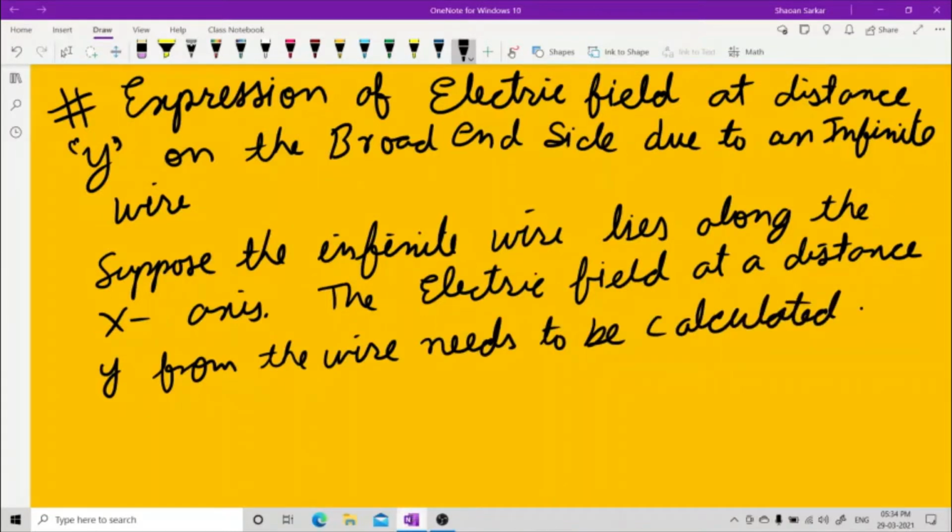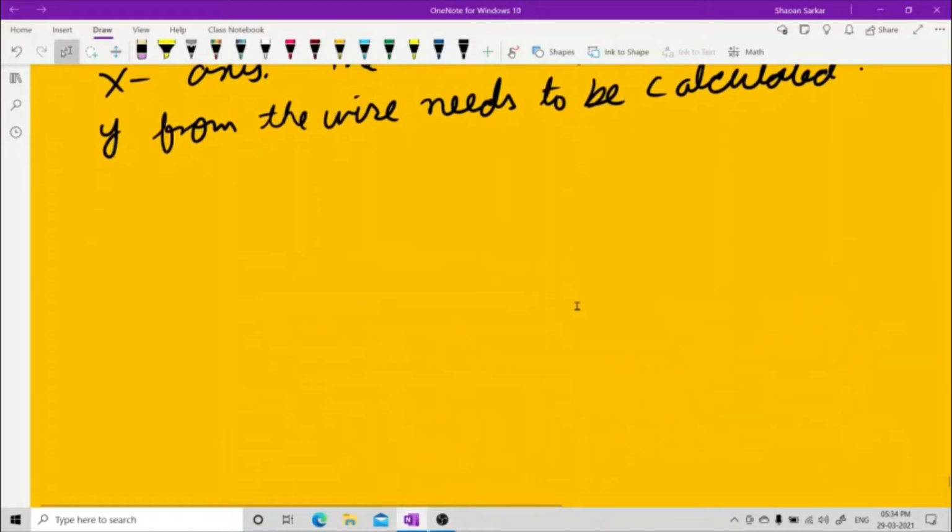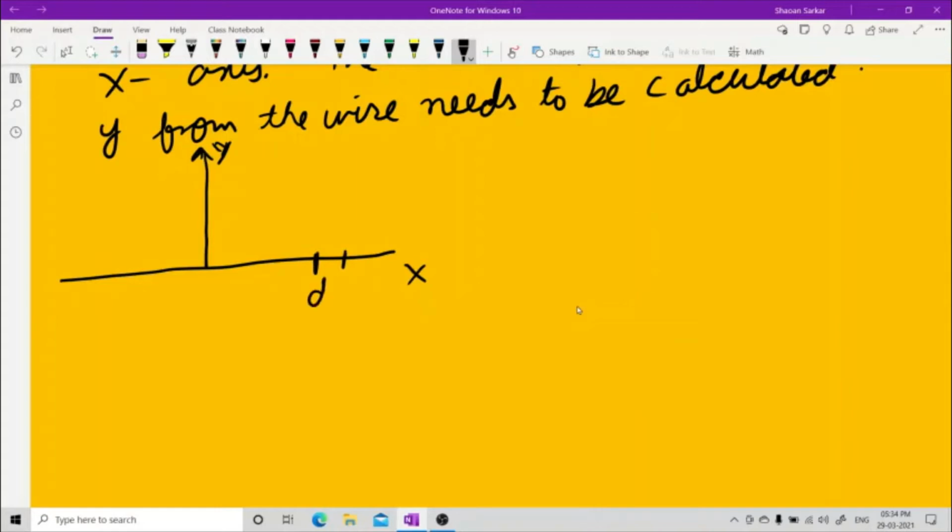Now see this. This is your x-axis, and this is your y-axis. Consider an elementary length of the wire, suppose dx on this side. Similarly, you consider dx on this side. Now this point is at a distance y from the wire, from the center of the wire.